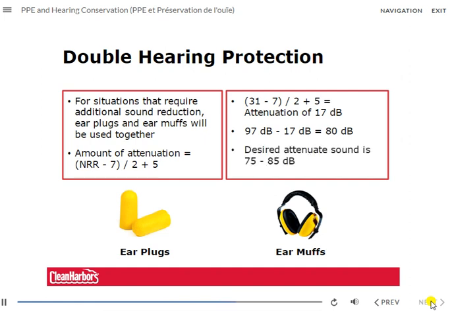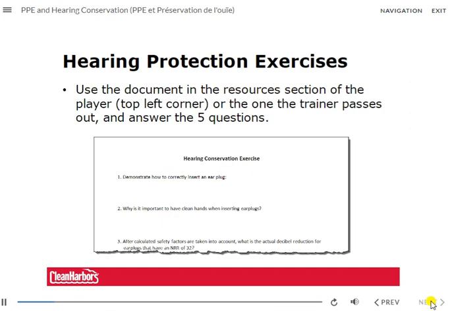If the noise levels are higher than that, contact management and health and safety to discuss other methods of sound reduction. As guidance, there is a list of tasks within the Hearing Conservation Program that recommends double hearing protection to be used. In the resources, or using the handout the trainer passes out, complete the 5 questions on hearing protection.